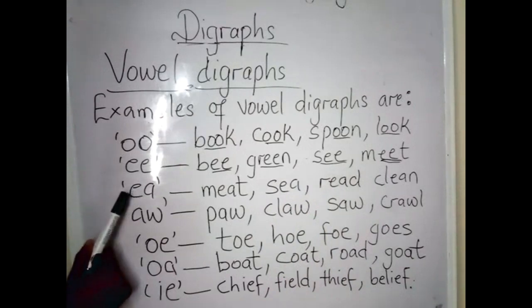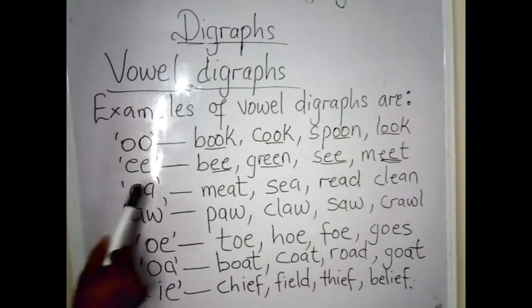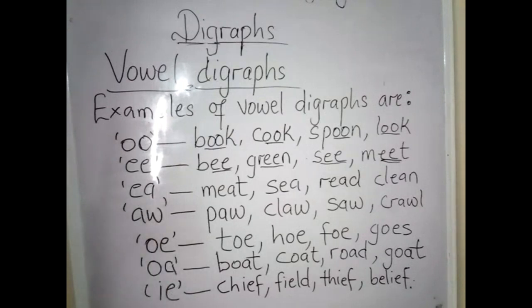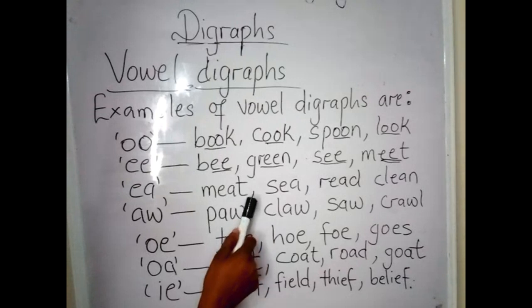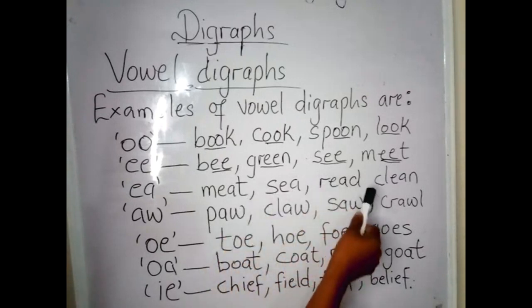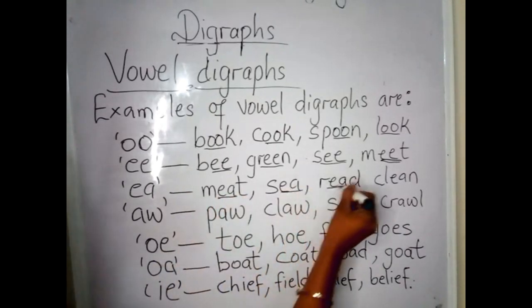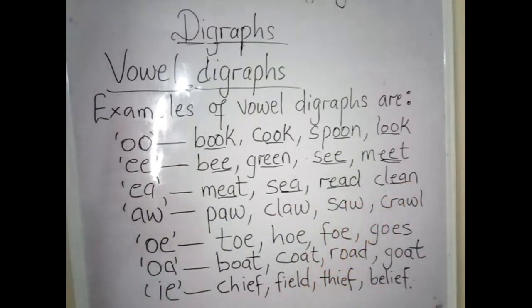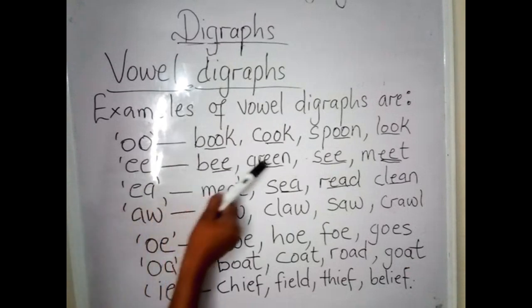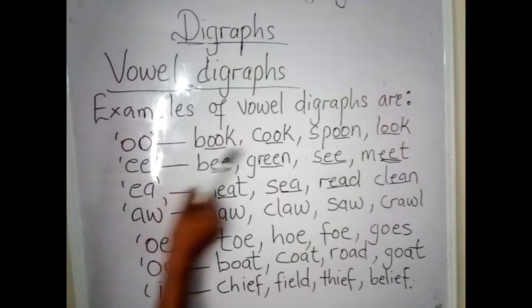The next one is a combination of the letters E and A. Letter E makes the sound E. Letter A makes the sound A. But when the two of them combine, they form the sound E, almost like double E, but it's not as long as the E sound. So here you have meat, see, read, and clean. So you see that the sounds E and A combine and change to an E sound. Here the sounds E combine to form an E sound. Here the sound O combine to form O sound.